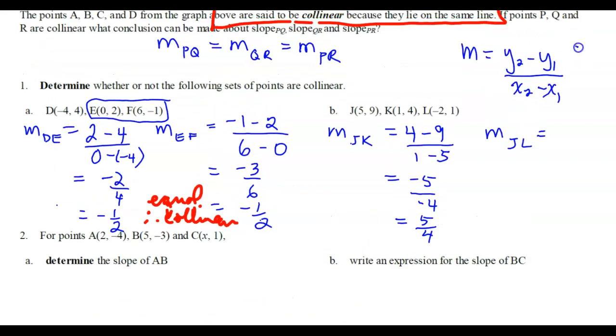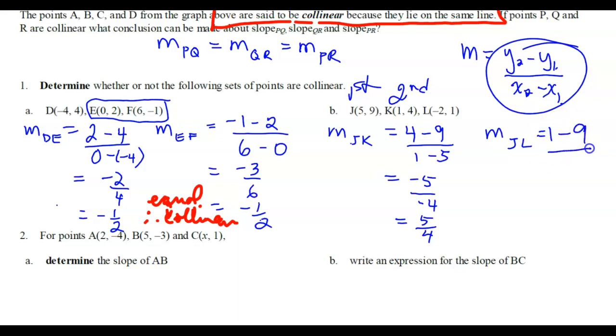The formula. That would be k to j. If I'm going from j to k, this is my second point, and this is my first point. So the second y minus the first y, second x minus the first x. Order: the second one always goes first.